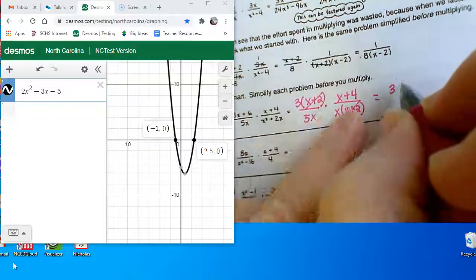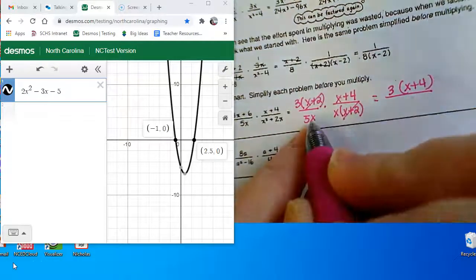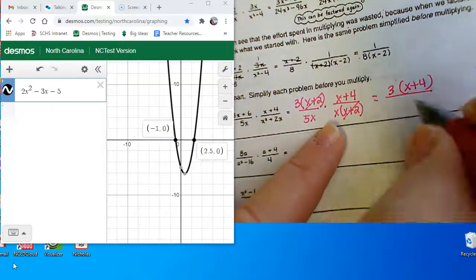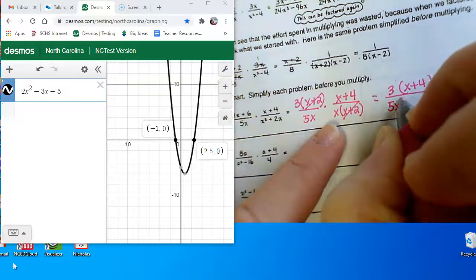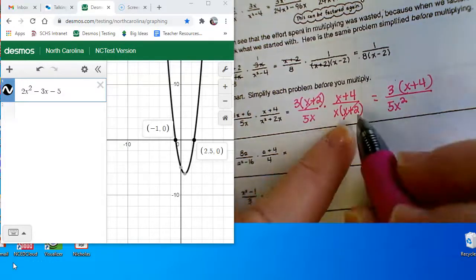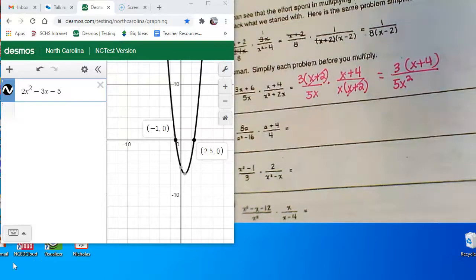The 3 just comes in front of the x plus 4 that's left over. You've got a 5x and another x, so what you do is you combine that, and you make that 5x squared, because there's 2 of them. There's no x plus 2 because the x plus 2 went away, and so that's your answer there: 3 times x plus 4 over 5x squared.